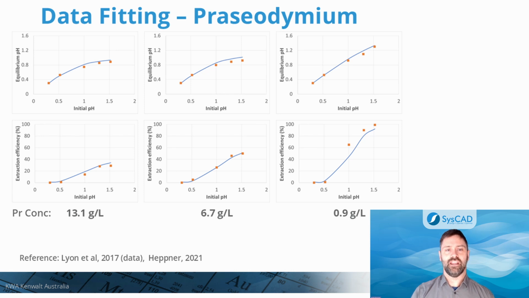This slide shows the same as the previous slide, but for praseodymium. In both cases, the R-squared value of the fit is well above 95%, indicating very good agreement of the proposed mechanism with the experimental data. It is noteworthy that these data fits require only 3 adjustable parameters, namely the equilibrium constants for the neodymium and praseodymium extraction reactions and the acid dissociation reaction of the acidified extractant.